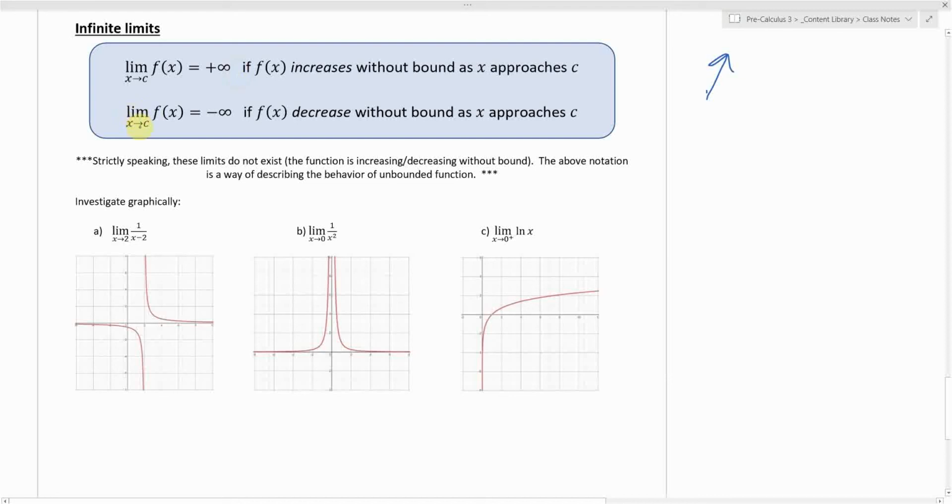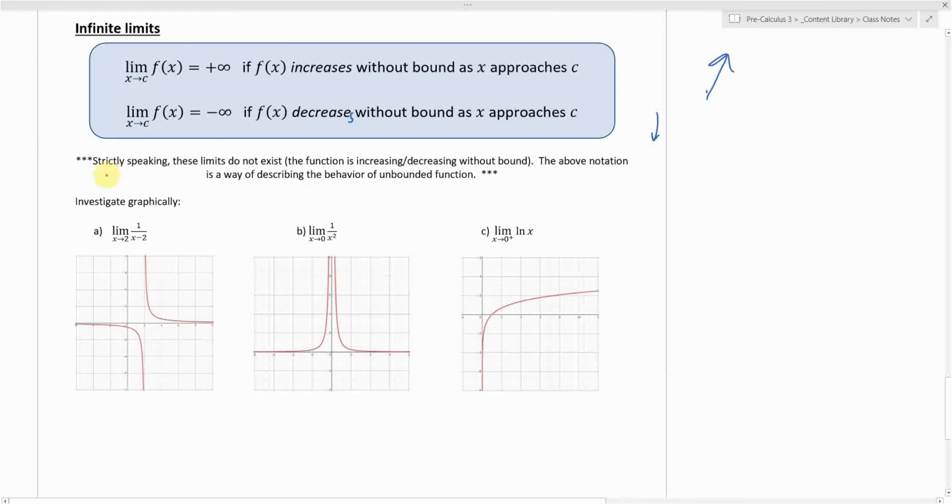Similar definition here, the limit as x approaches c of f of x equals negative infinity if f of x decreases without bound as x approaches c. Okay? So if it's increasing without bound, we'd say the limit is positive infinity. If it's decreasing without bound, we'd say the limit is negative infinity.